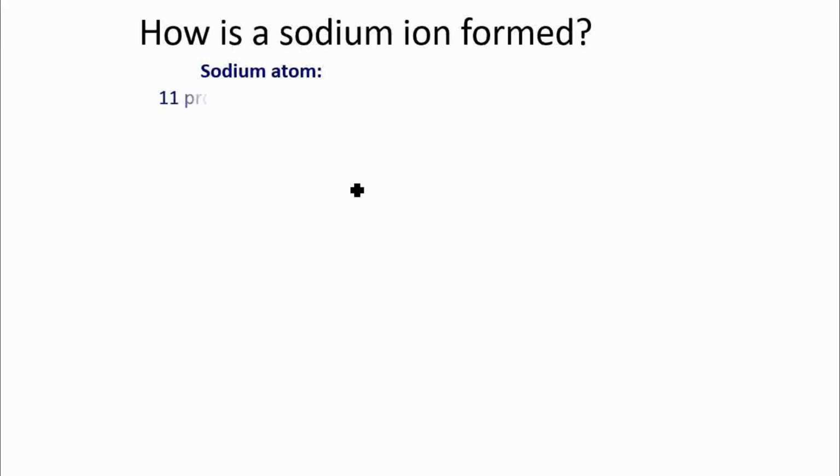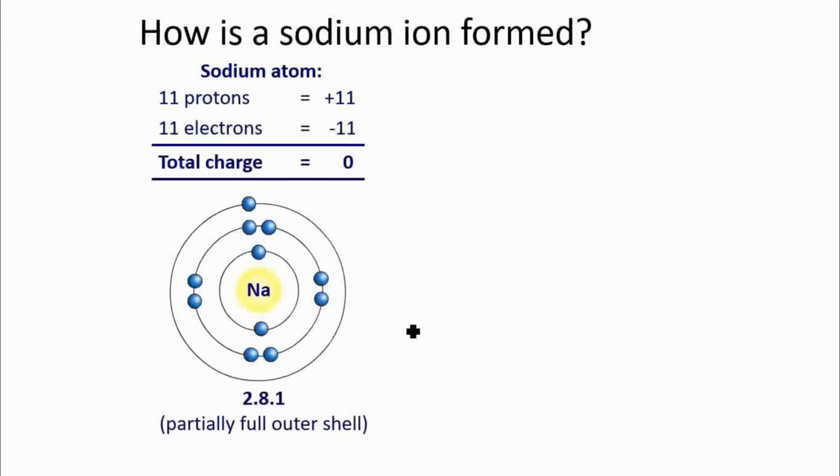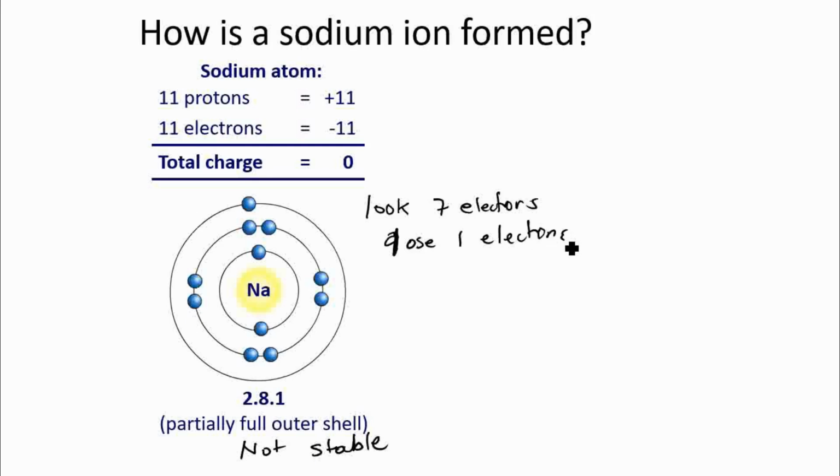Now, we're going to look at how exactly ions are formed. So if we look at something like sodium, which is 2,8,1, electronic configuration 2,8,1, it doesn't have a full outer shell. So if you have a look at the outer shell here, it's not full, and therefore it is not stable. Okay, now in order to achieve stability, it can do one of two things. Okay, it can go looking for 7 electrons, or it can lose 1 electron. Which one do you think it will do?